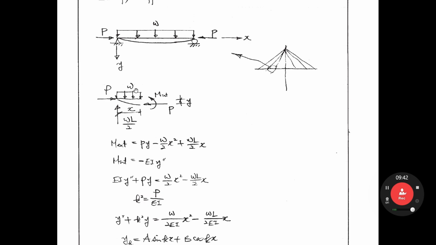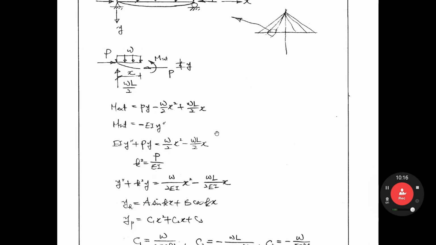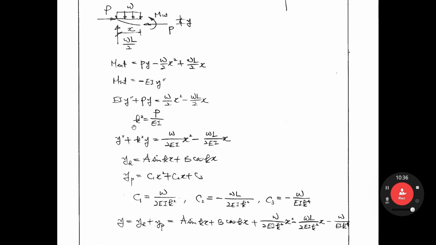From this free body diagram, we can establish the equilibrium equation. Now let's look at the external moment at this point: Py minus omega over 2 x squared from this lateral load, and from this reaction, omega L over 2 x, right? And the internal moment is minus EI y double prime. This external moment and internal moment are identical to each other, so this is equal to this one. Then you can rewrite this. If we divide by EI and let k squared equal P over EI, then you can rewrite it as y double prime plus k squared y equals omega, and so on, like that.